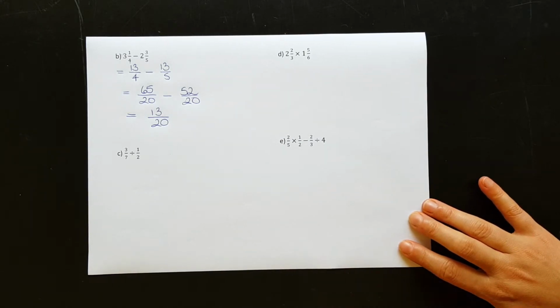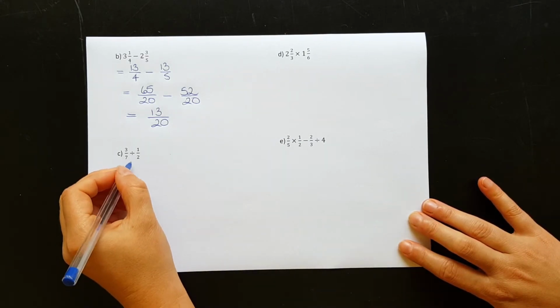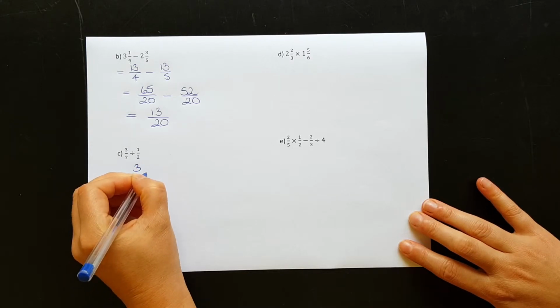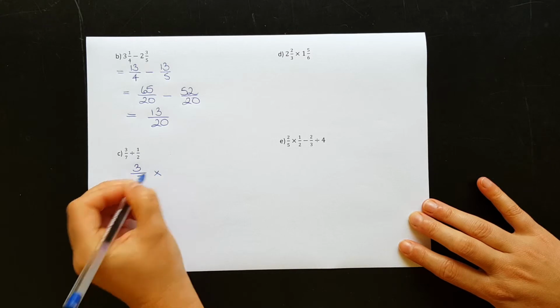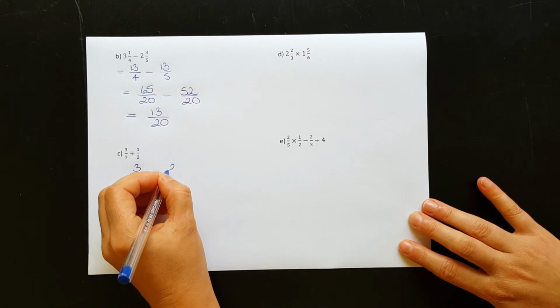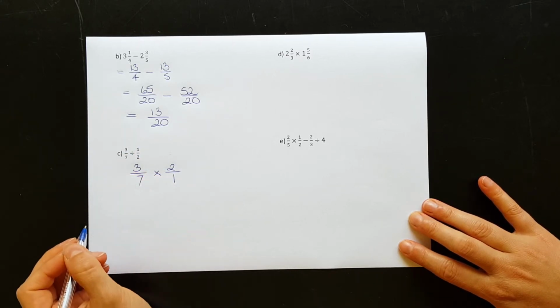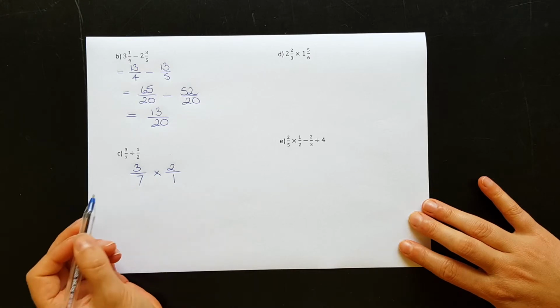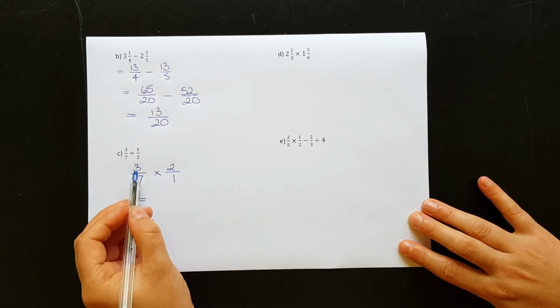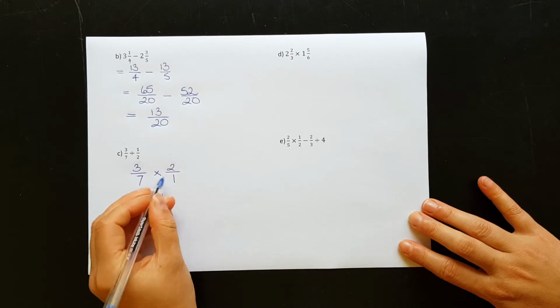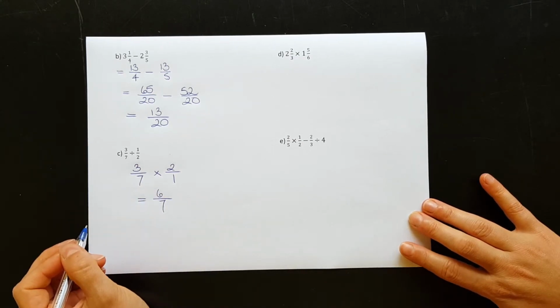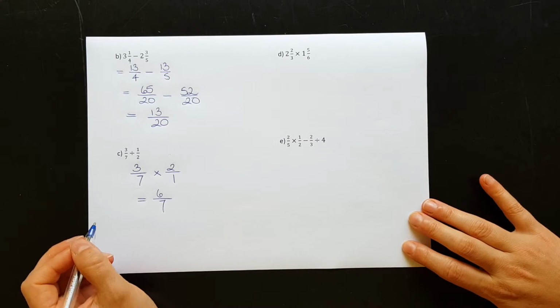Part C, we are dividing. Now, to do a divide, we write the first fraction down. We change the divide into a times, but we have to turn the second fraction upside down. Then we look for cancelling, but there isn't any cancelling in this one. So we multiply the tops together. 3 times 2 is 6, and 7 times 1 is 7. So 6/7 is the answer.